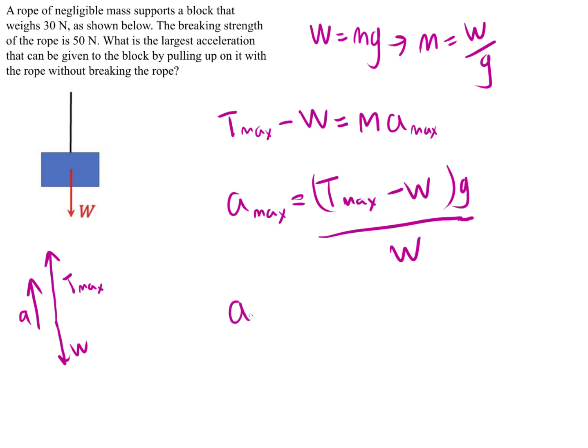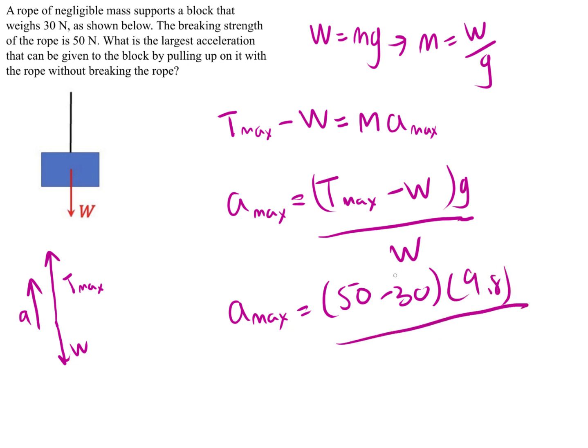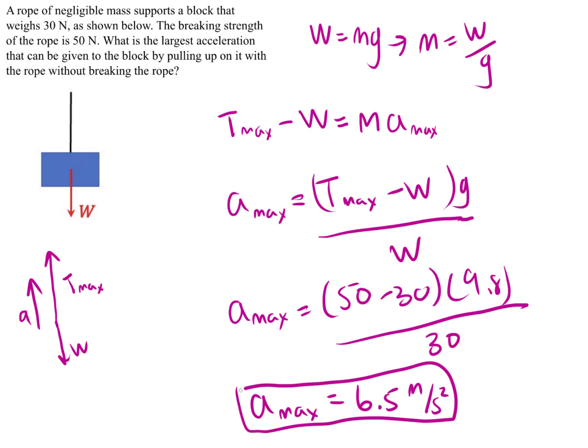So all we need to do now is plug all the numbers in. Max tension of 50 newtons, weight of 30 newtons times the acceleration of 9.8 divided by the weight of 30 newtons. And now if you solve this, you should get that the max acceleration is going to be about 6.5 meters per second squared. And that is how you would solve this problem here.